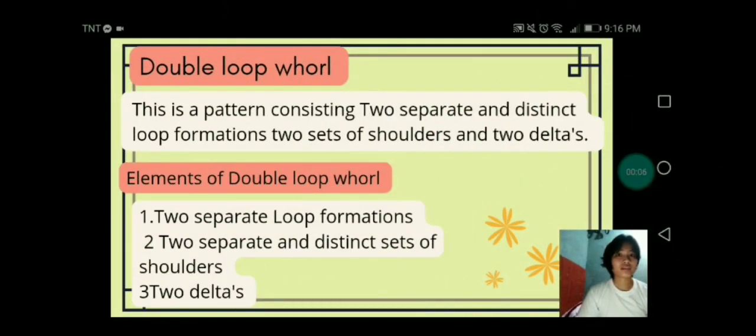Double loop whorl. This is a pattern consisting of two separate and distinct loop formations, two sets of shoulders, and two deltas. Remember, two separate loop formations, two separate and distinct sets of shoulders, two deltas. No ridge count is needed for double loops, the same as that for plain loops. The appendage rule for double loops is the same as that for plain loops.